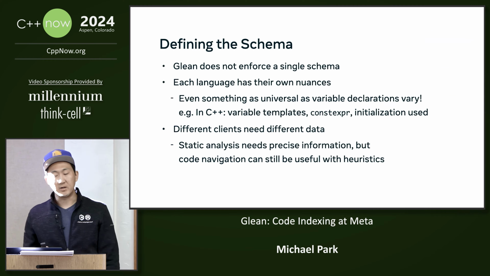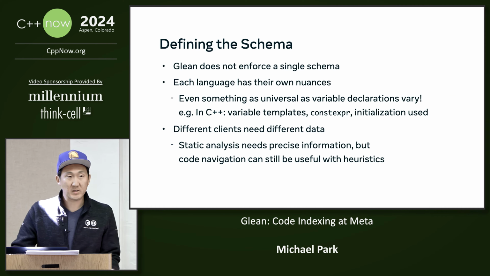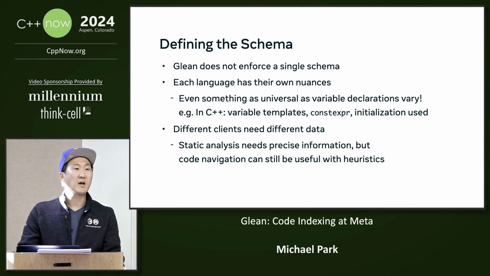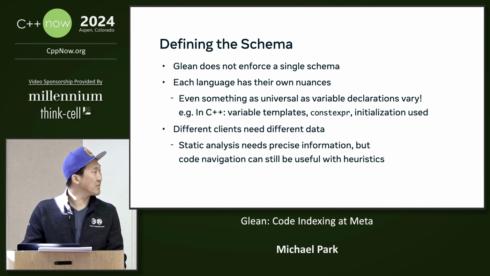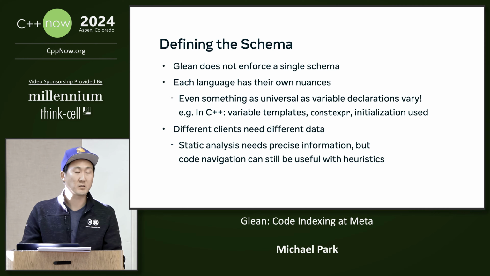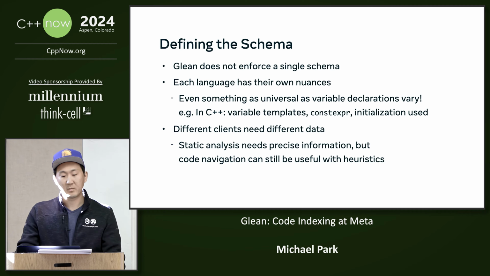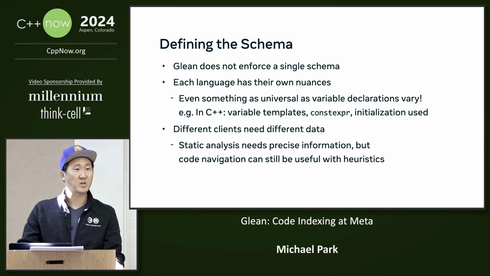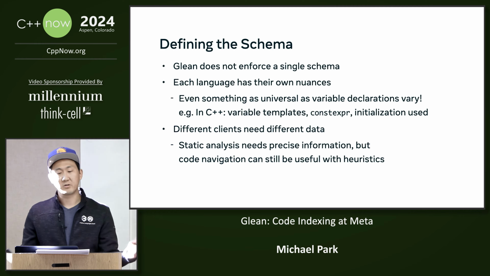So, defining the schema. Glean doesn't enforce a single schema, and this is very important. Each language has its own nuances, even for something universal like variable declarations, which virtually every programming language has. There are all these different traits and characteristics about them. In C++, for example, variables can be templates, and they can be marked with context for the initialization used to initialize that variable. All these things are different.